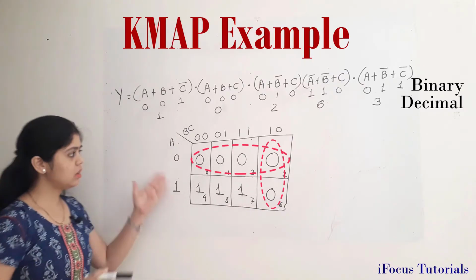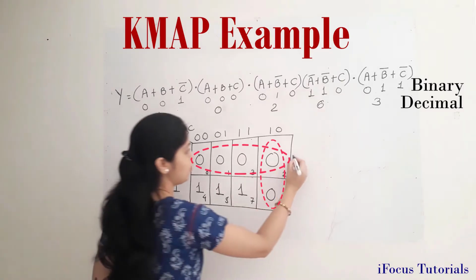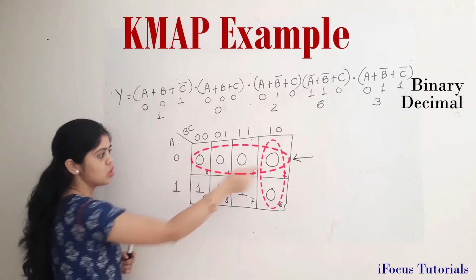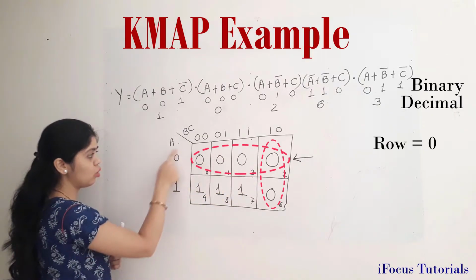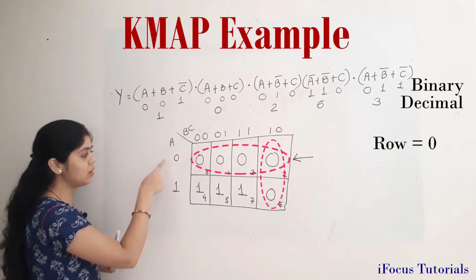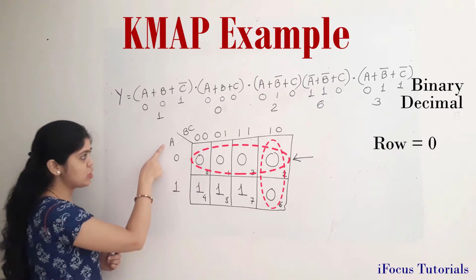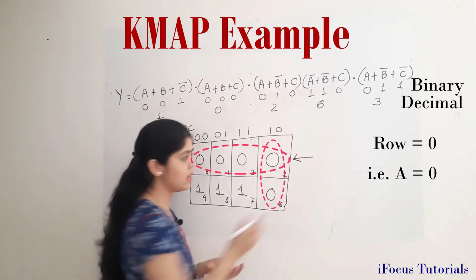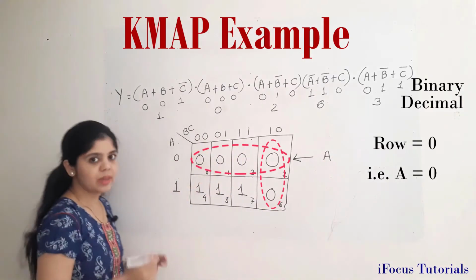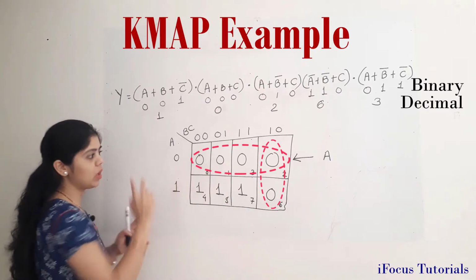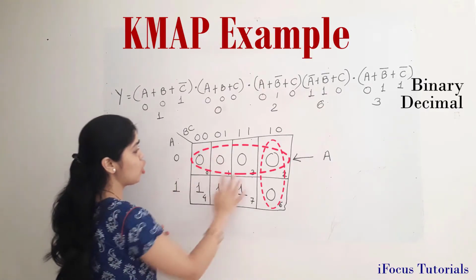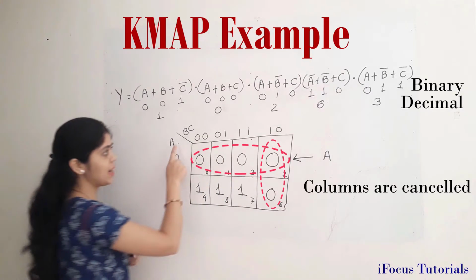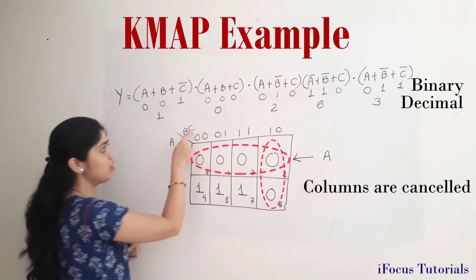I will start writing the equation for my quad first. To write the equation, first we have to observe our rows. If you observe the row, it is represented as a 0, and this 0 is given for a, which means that a is equal to 0. So a 0 is represented as an original variable, so I will write it as a. Similarly, after observing the row, I have to observe the columns. If you observe all the 4 columns, each term is cancelling each other, so we will not get any expression in terms of the B or C variable.